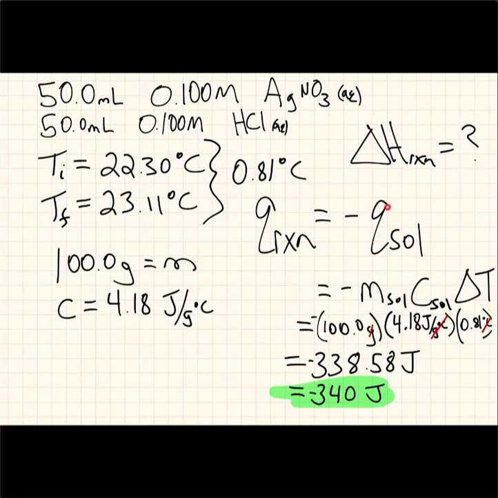So the Q of my solution went up, right? But that's why it's got a negative sign, because my reaction must have given off that energy. If the solution's temperature went up, it's the reaction that's giving it that energy, right? So the reaction loses the energy and the solution gains it. And so that's why we call this an exothermic reaction.